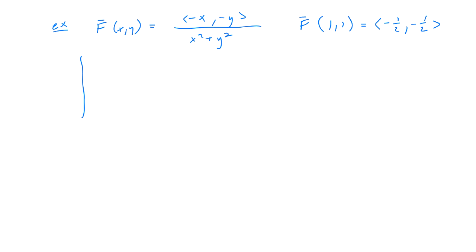At (0, 0), I get nothing. At (1, 1), as I said, I get a vector pointing that way. At another point, I get a vector pointing this way, and so on all the way around. So at all the different points, I'm getting vectors pointing.